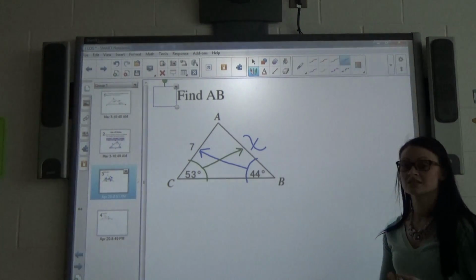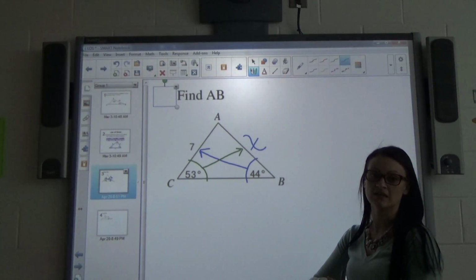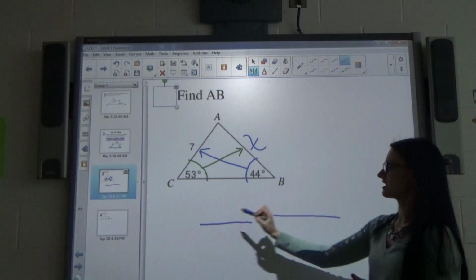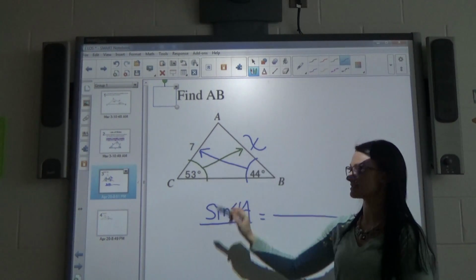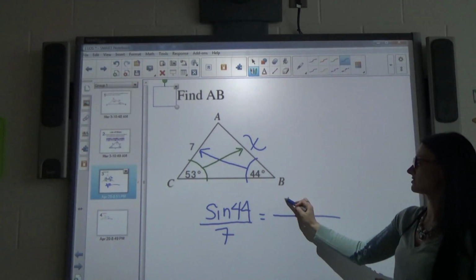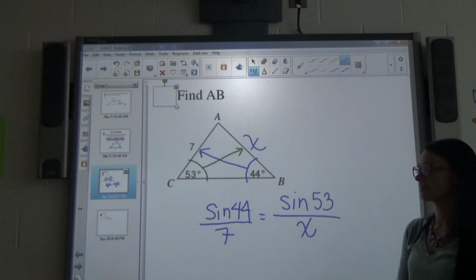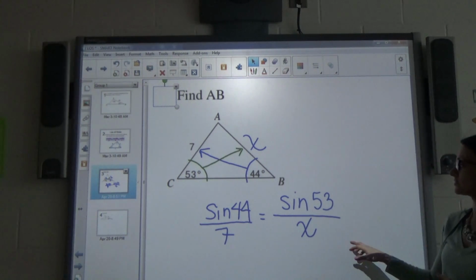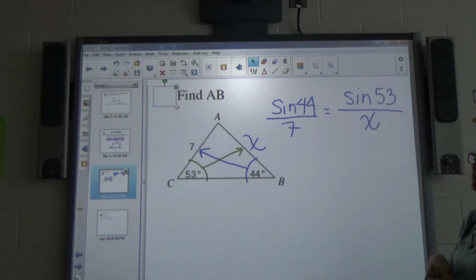And then I have the angle of 53 degrees that's across from the side that I'm trying to find, X. So in this case, I have angles that correspond with sides that I've been given. So I can set up my fractions and say that the sine of 44 divided by 7, because that's the side that matches up with that angle, is equal to the sine of 53 divided by X. And at this point, I'm set up to use my problem-solving skills to find X and solve for X.